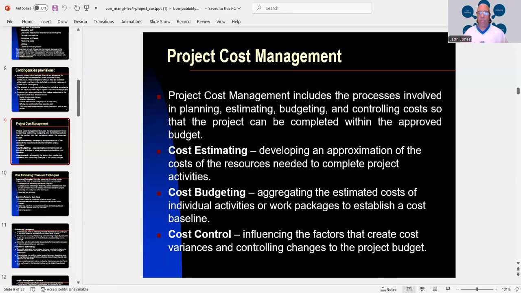And that is influencing the factors that create cost variances and controlling changes to the project budget.